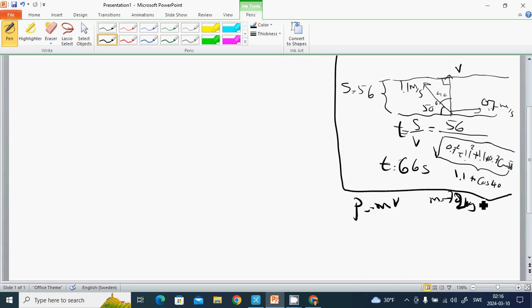A person of mass 72 kilograms stays in a boat which is still in the water. He jumped in the water with a velocity of 2.4 meters per second when he left the boat. What is the velocity of the boat if m_B equals 125 kilograms?